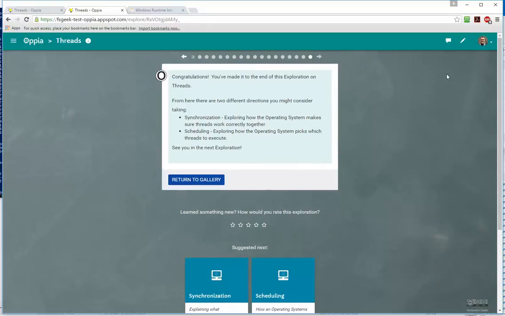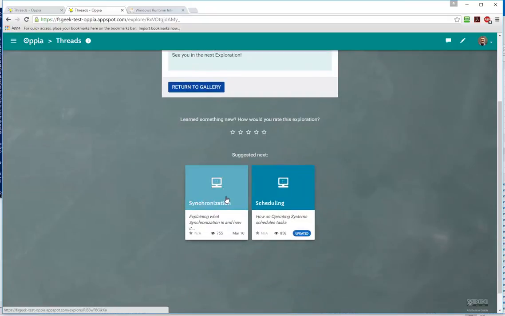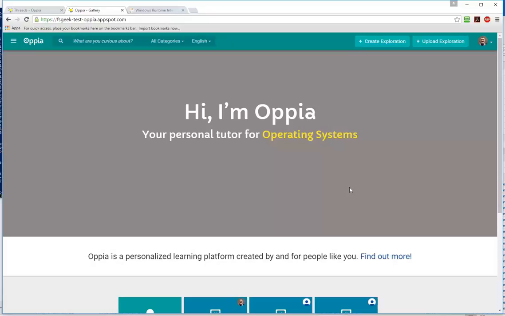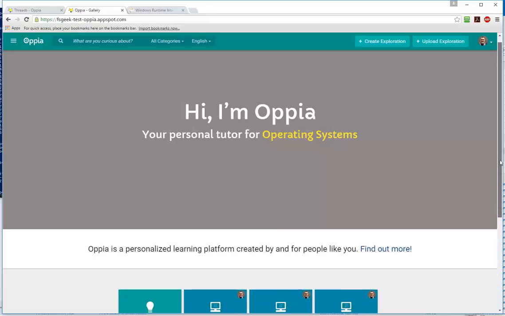So this is moving on to the next topic, takes us to the end of the exploration. It specifically provides us with suggestions for the next two topics. One is synchronization, the other one is scheduling. Those are the explorations that I'll be working on in the coming weeks. But that is the end of this brief guided tour of my exploration on threads.